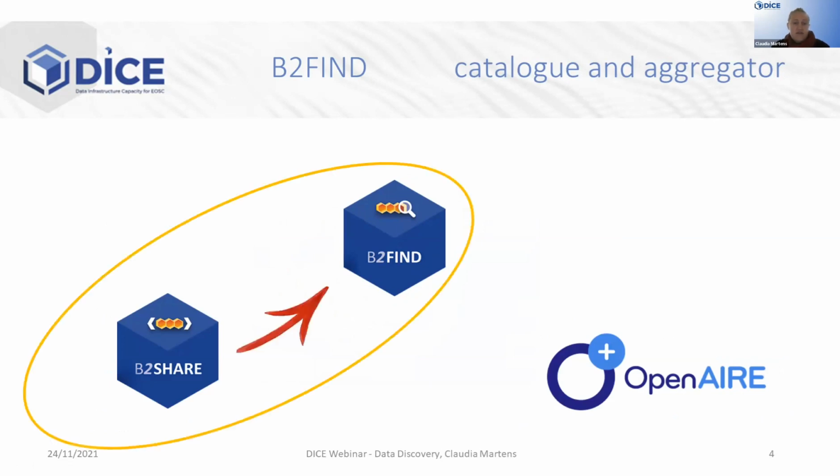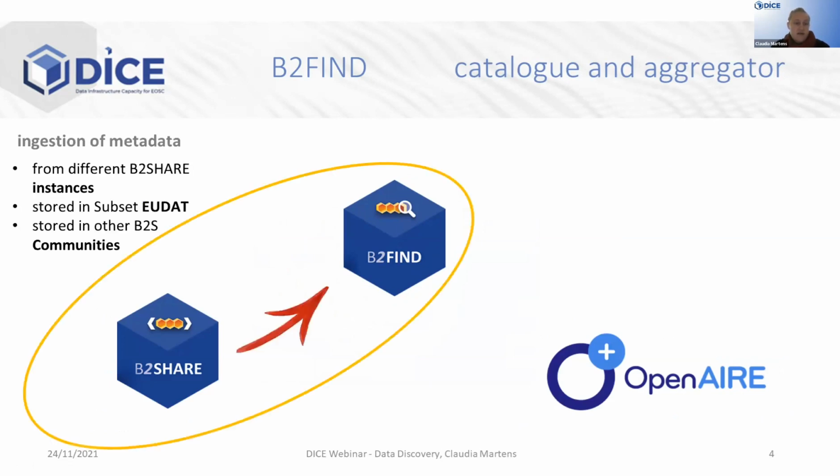Now, the way from B2Share to B2Find goes this way. When you have an instance of B2Share, let's say at CSC in Finland, and we have another instance, let's say at Forschungszentrum Jülich in Germany, both of them have a subset called EUDAT, where people can store metadata records or research data in general, and then create metadata records for that.